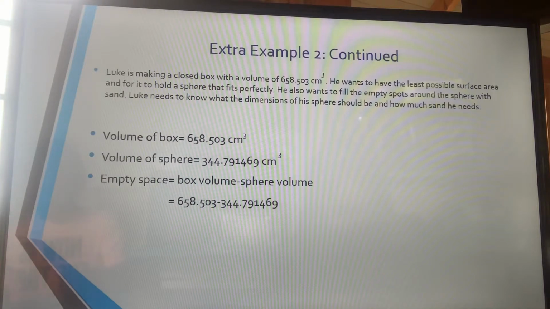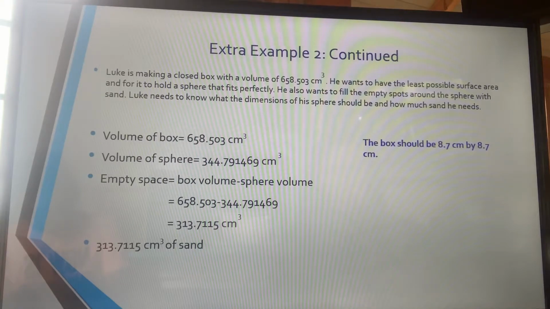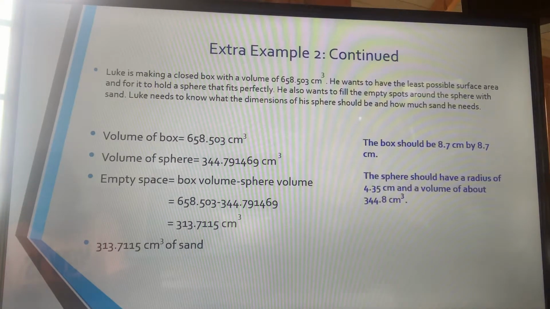Substitute the numbers in, and the answer is 313.7115 centimeters cubed. This is the amount of sand that will go around the sphere. So, the answer is that the box should be about 8.7 centimeters by 8.7 centimeters. The sphere should have a radius of about 4.35 centimeters and a volume of about 344.8 centimeters cubed. And he needs about 313.7 centimeters cubed of sand.